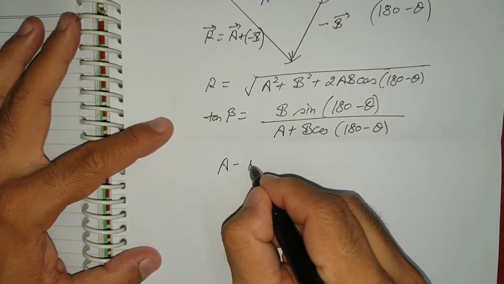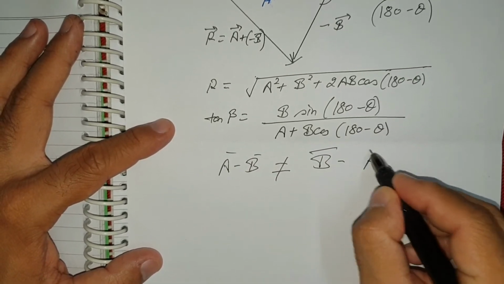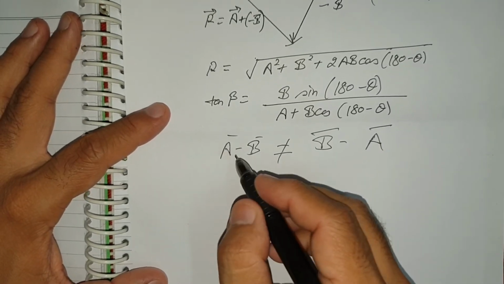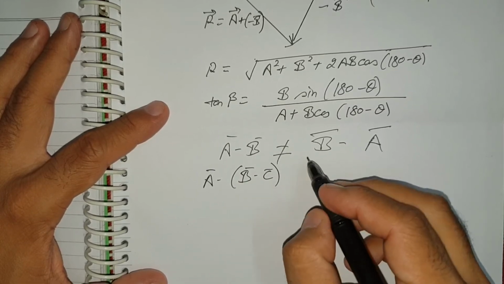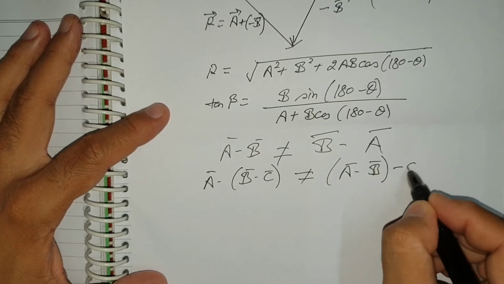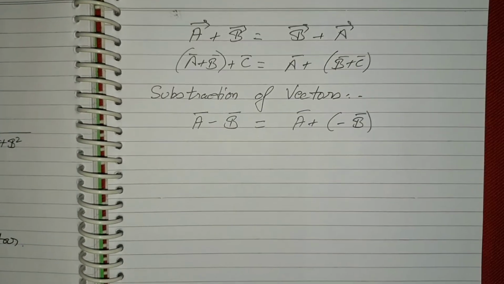Now again, the important facts about subtraction of vector. First, subtraction of vector is not commutative. So A minus B will not be equal to B minus A. Similarly, this will not be associative. So vector A minus of vector B minus vector C will not be equal to vector A minus vector B minus vector C. So this is not associative.